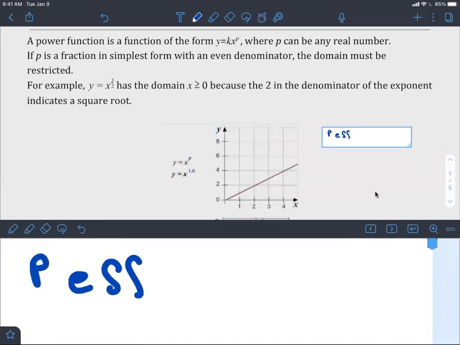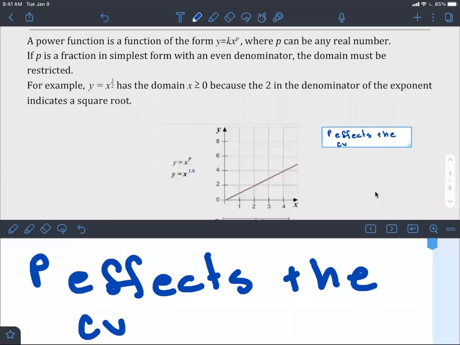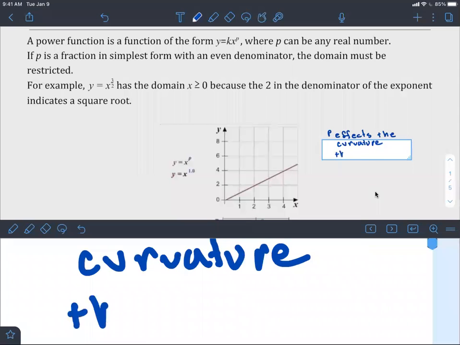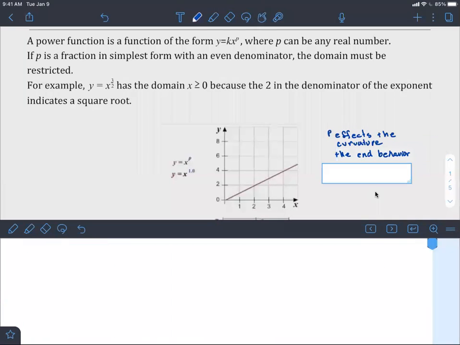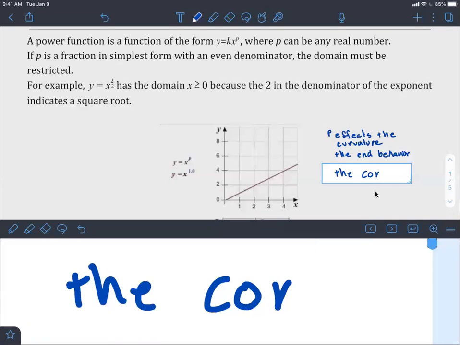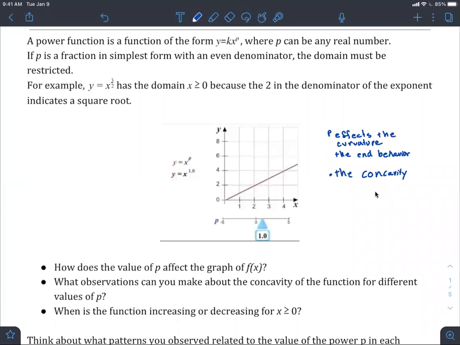P affects the curvature, the end behavior, the concavity, but it doesn't change where 1 is. It changes when it's increasing and decreasing. It does a whole bunch of stuff. Okay.